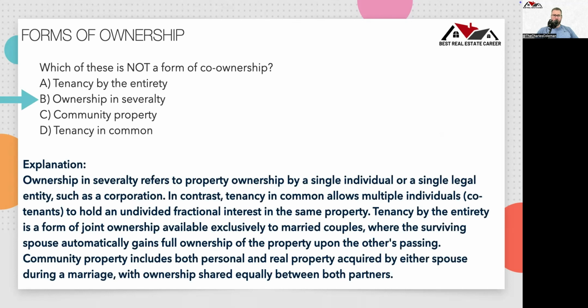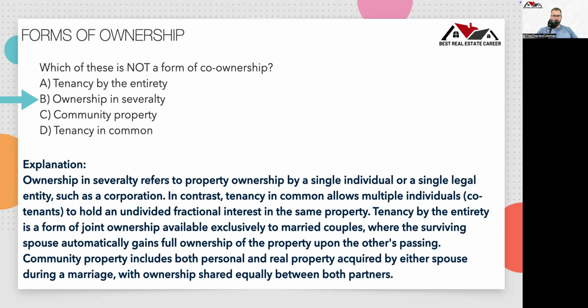B. Ownership in severalty refers to property ownership by a single individual or a single legal entity, such as a corporation. In contrast, tenancy in common allows multiple individuals, co-tenants, to hold an undivided fractional interest in the same property. Tenancy by the entirety is a form of joint ownership available exclusively to married couples, where the surviving spouse automatically gains full ownership of the property upon the other's passing.